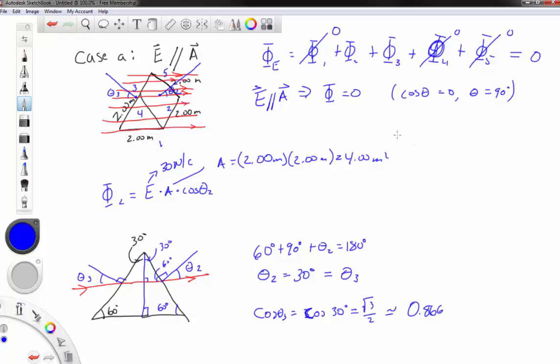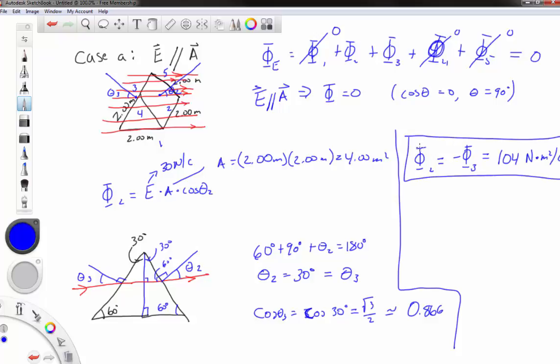Okay, so the flux through each face then is as follows. We notice that it's going in through face 3 and out through face 2. So we can write phi 2 is equal to negative phi 3 is equal to 0.866 times the area, which was 4 meters squared, times the electric field strength, which was 30. And so that gives us basically 103.9, which with 3 significant figures is 104, basically Newton meters squared per Coulomb.